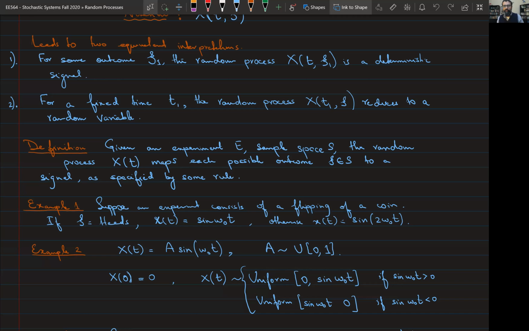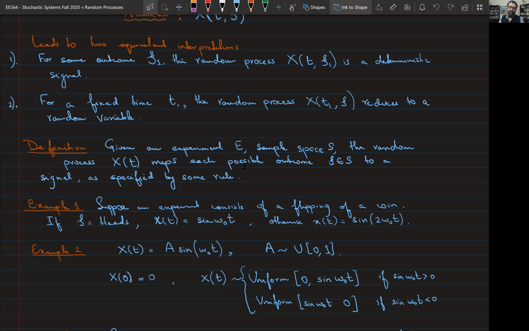So here's a quick review. We started talking about random processes, right? Like I said, just like a random variable is a mapping from an outcome of an experiment to the real number line, a random process is actually a mapping from the outcome to a function or a signal, okay?